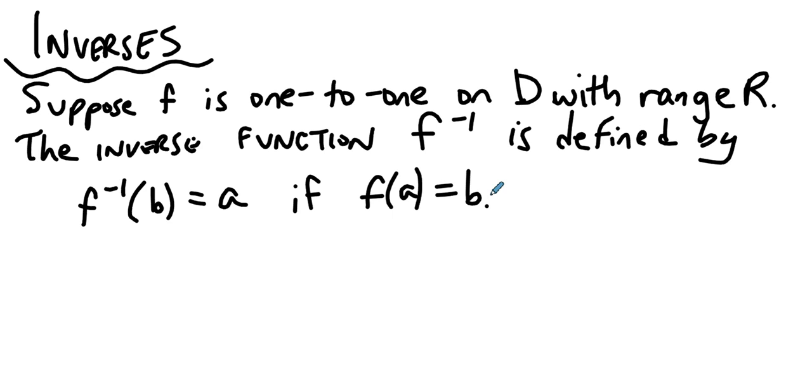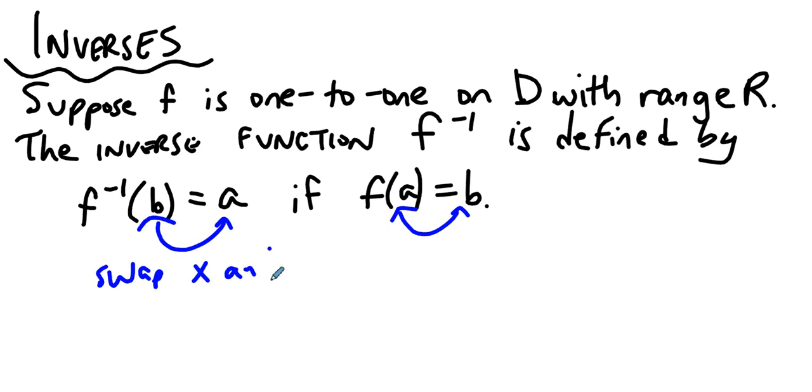And this is the sort of thing that you would have remembered from high school. In high school, we would have talked about swapping x and y. That would have been the nomenclature in your high school, that we swap the inputs and the outputs, and that gives us an inverse function.